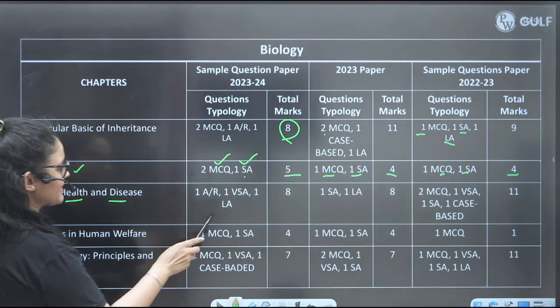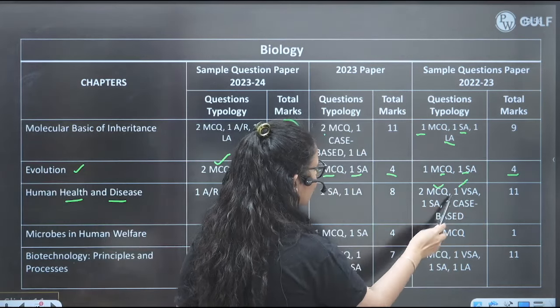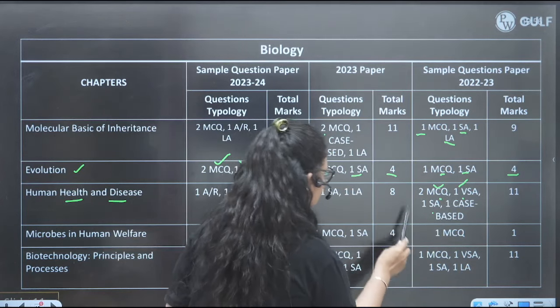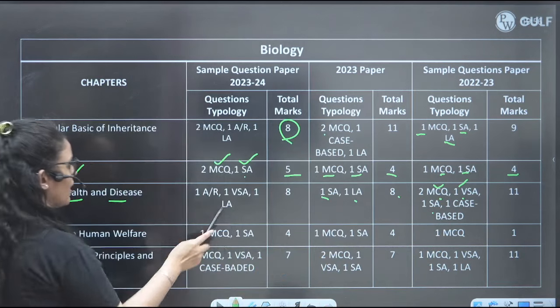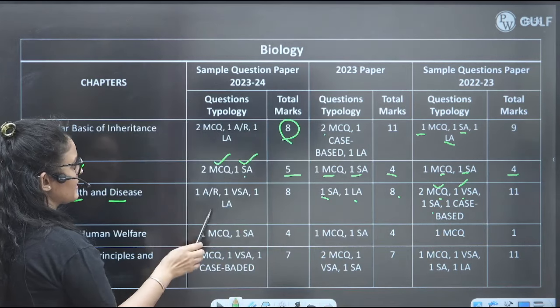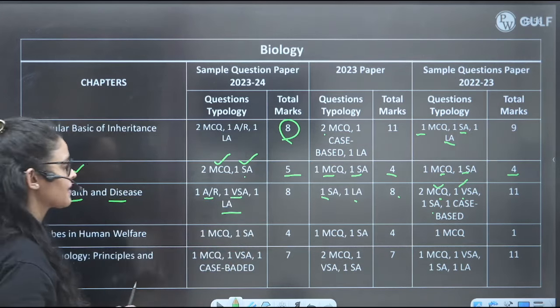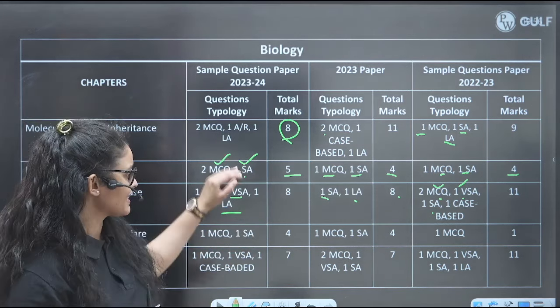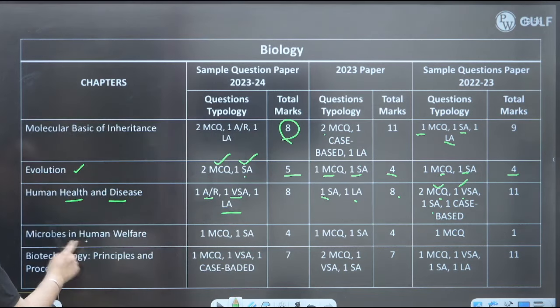Human health and diseases: when you see, they have 11 questions, 2 MCQ, 1 very short, 1 short answer, 1 case based study. In 2023 they asked 8 questions, 1 short answer, 1 long answer. 8 questions in 23-24, so 1 assertion reason, very short answer and long answer. So this year's sample papers have given this many questions from this chapter itself.